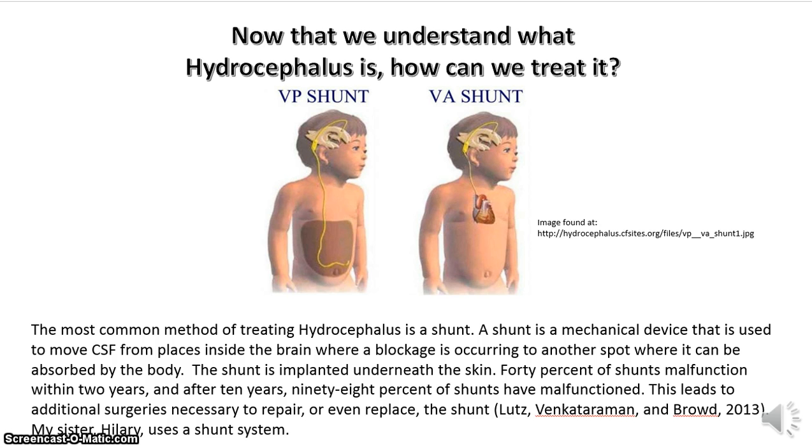40% of shunts malfunction within 2 years, and after 10 years, 98% of shunts have malfunctioned. This leads to additional surgeries necessary to repair or even replace the shunt. My sister Hillary uses the VA shunt system that you see on the right.